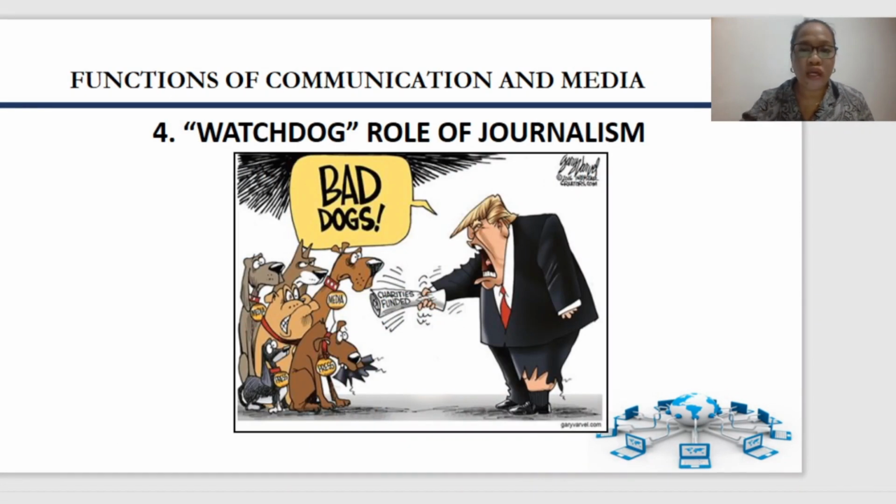Fourth, communication and media serves as the watchdog role of journalism. It should be to serve as our watchdog, because when we say watchdog, it's the security of the people.